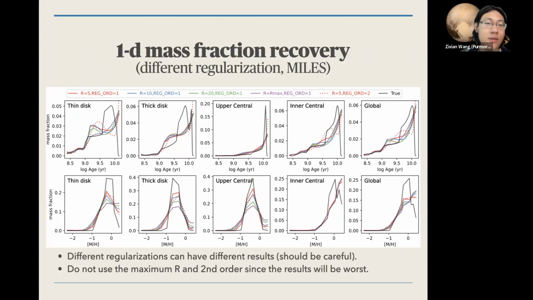And also in PPXF, there's another parameter which is called regularization. You might know that if you work on that. With different regularization values and order of regularization, you will see very different star formation history results. So the black line, again, is the true answer, and the colorful lines are basically different settings. So just to give you some idea of how difficult the star formation history can be to recover.